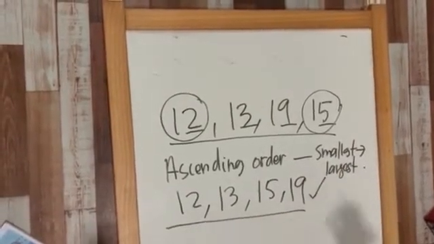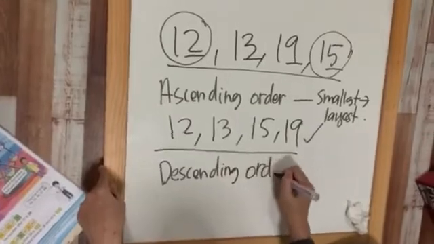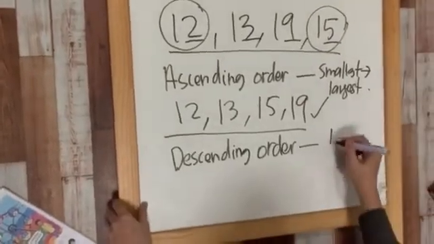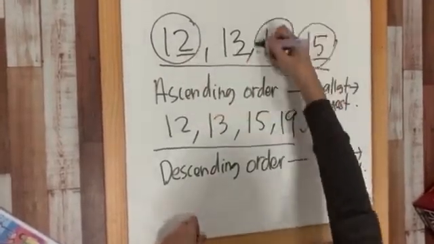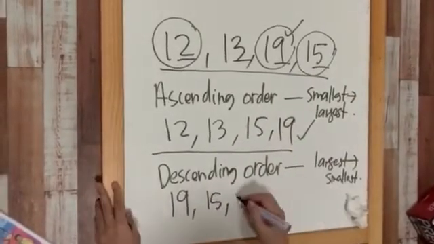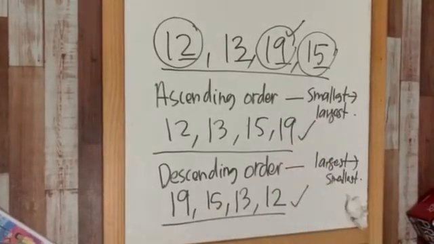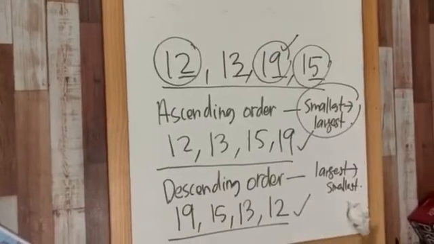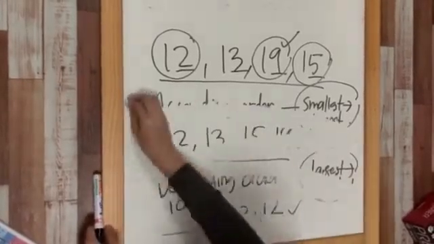This is ascending order. But if the question is asking you to write in descending order? Easy. Using the same example, descending order will be largest, greatest to smallest. Which one is the biggest? Of course 19. The second biggest is 15, the third one is 13, and the last one will be 12. That's it. Ascending order and descending order. Any kind of numbers, it's the same. Ascending order will always be from smallest to largest. Descending order will always be largest to smallest. Okay, clear?